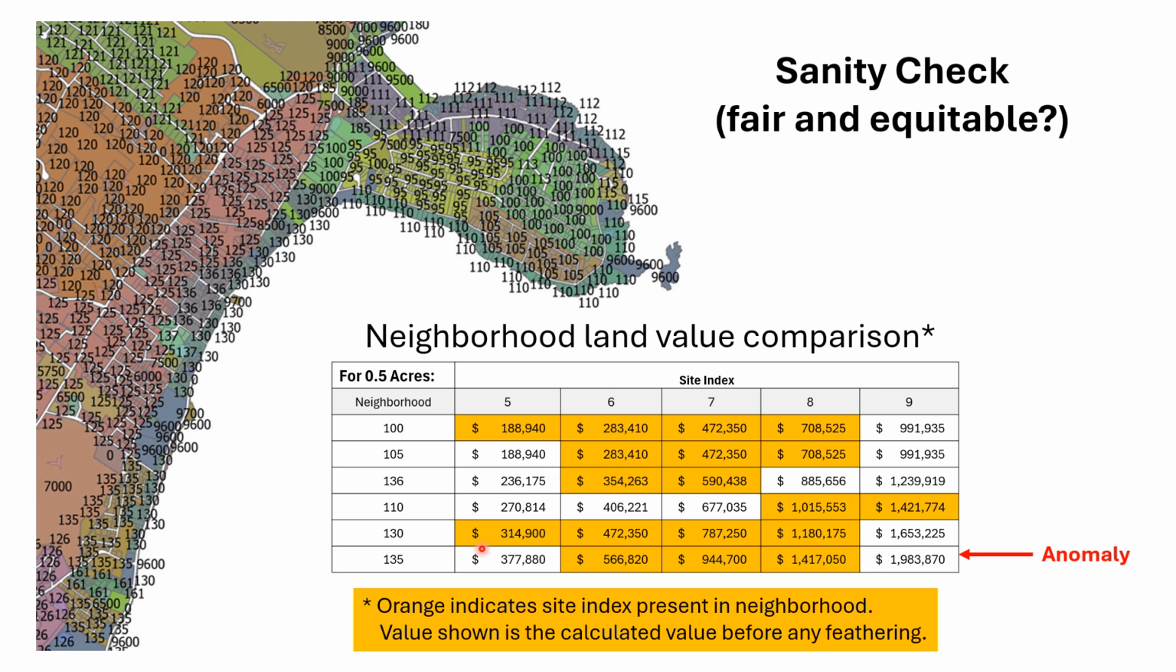Okay, but what seems anomalous to me is the fact that 135 ends up being the most expensive land of all of those neighborhoods, including ocean property, and including neighborhoods which are very close to the center of Long Sands Beach. So this struck me as very odd. Probably you could argue not equitable.